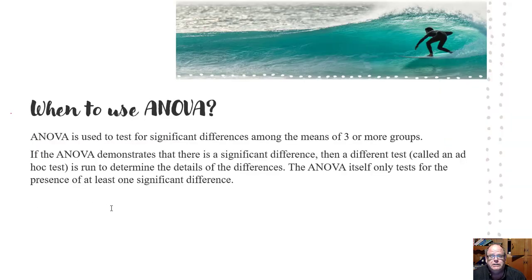When to use ANOVA? ANOVA is used to test for significant differences among means of three or more groups, for the reason we just talked about in the last slide. Then if the ANOVA, the analysis of variance, demonstrates that there is a significant difference somewhere in the groups, then a different test called a post hoc test is run to determine the details of the difference or differences. The ANOVA itself only tests for the presence of at least one significant difference somewhere between the means of all the groups.